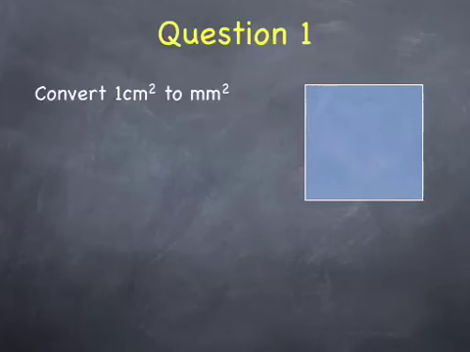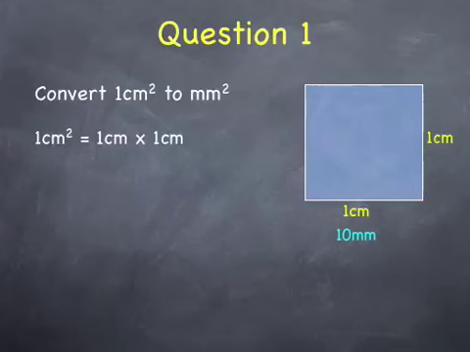What is a square centimetre? Well, it's about the size of your fingernail, unless you've got really long ones. Probably about the size of your fingernail. And it's 1 centimetre by 1 centimetre. That's a square centimetre. Now, let's put millimetres in though, because we're converting to millimetres. So 1 centimetre is 10 millimetres.